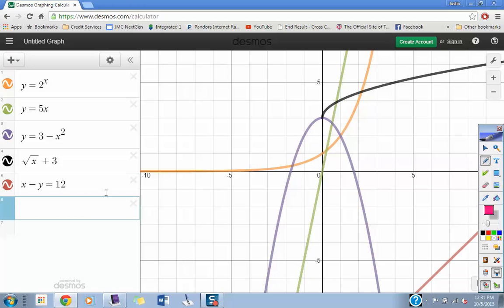Nonlinear. Okay. How about x minus 12 equals 12 in part D? Linear. That's this red part right down here. And then finally, the square root of x plus 3. What did you find out there? Nonlinear there in black, okay?